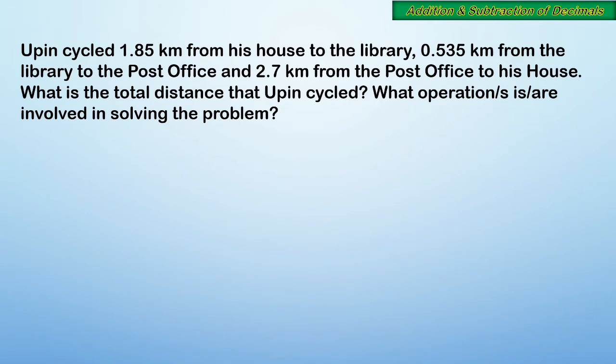Now, let's have first our problem before we proceed to our lesson. Upen cycled 1.85 kilometers from his house to the library, 0.535 kilometers from the library to the post office, 2.7 kilometers from the post office to his house. What is the total distance that Upen cycled? What operation or operations is or are involved in solving the problem?